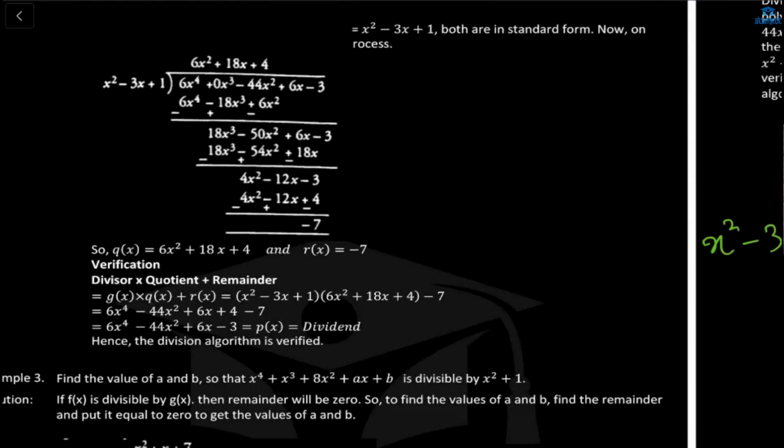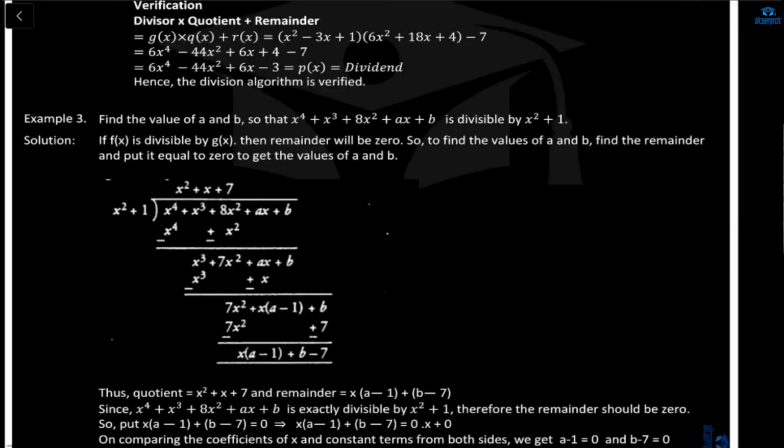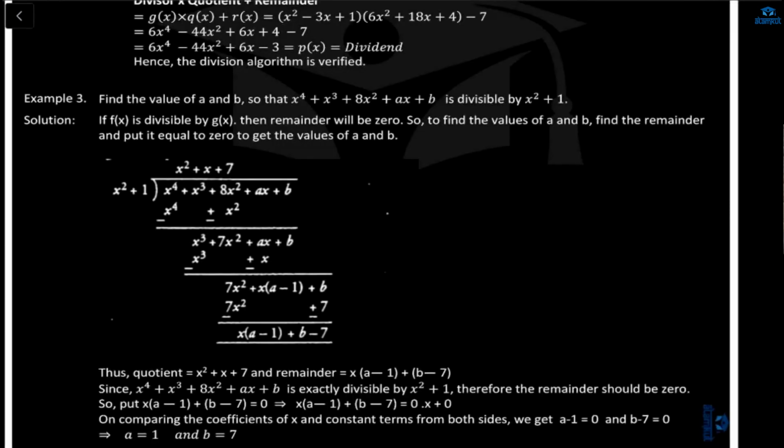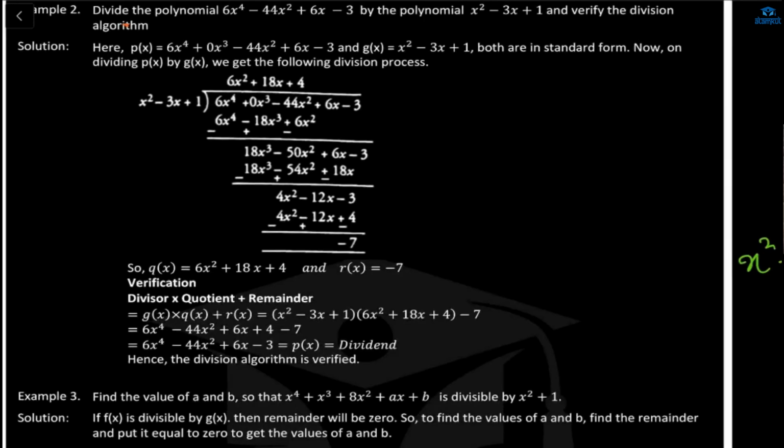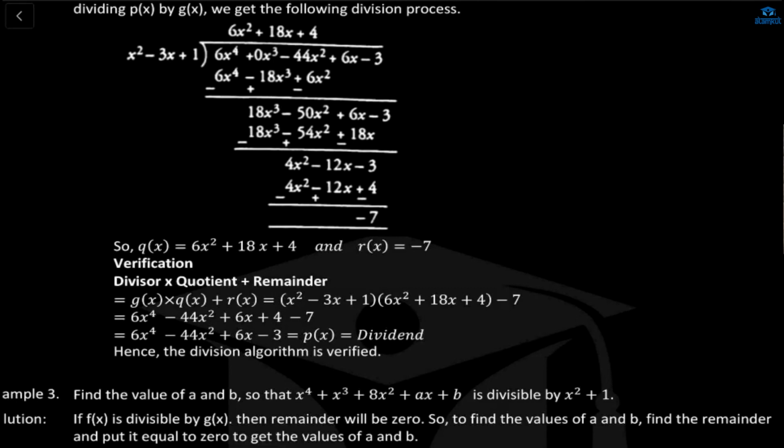Now similarly, question number 3. Solve this question number 3 and tell me the value of the quotient and the remainder. Question is visible: find the values of a and b so that x to the power 4 plus x cube plus 8x square plus ax plus b is divisible by x square plus 1.